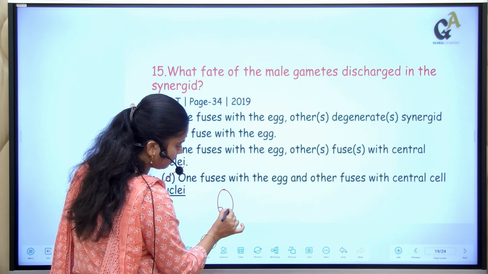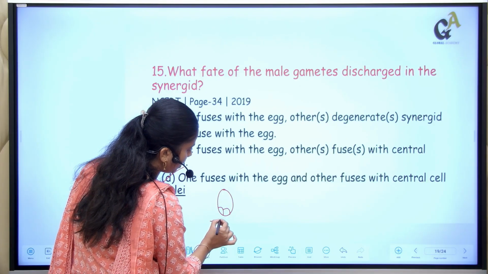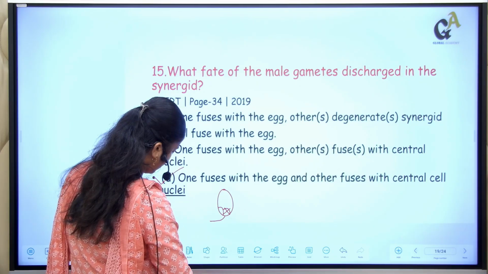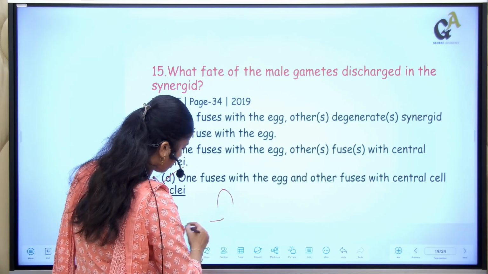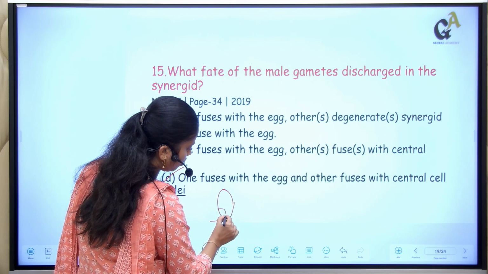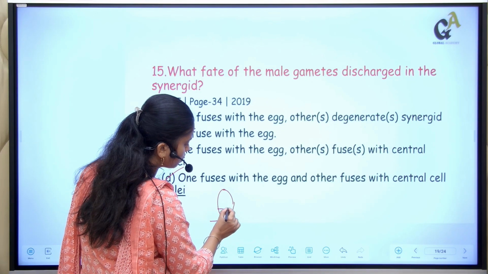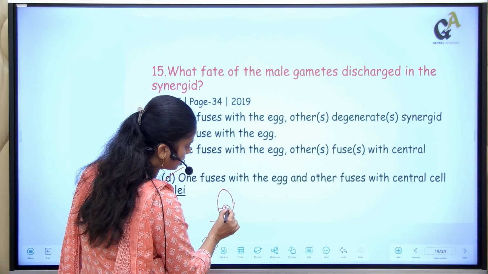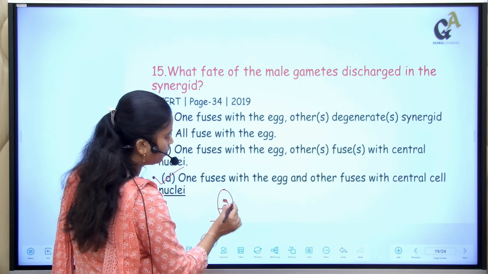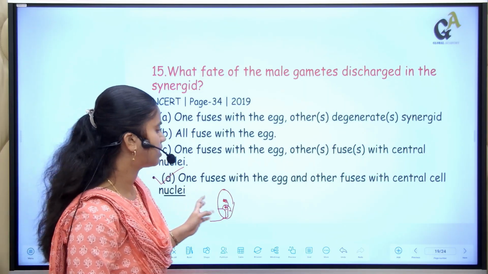from this portion, if this is our synergid portion, when the male gamete makes the entry, one of the synergids will be degenerated so that it makes the way for the gamete. One of the gametes is going to fuse with the egg that is present over here. Then the other gamete is going to fuse with the polar nucleus. So that is the answer. D is going to satisfy this question.